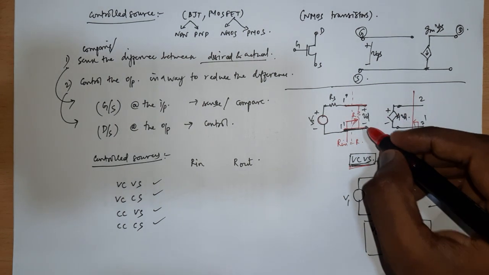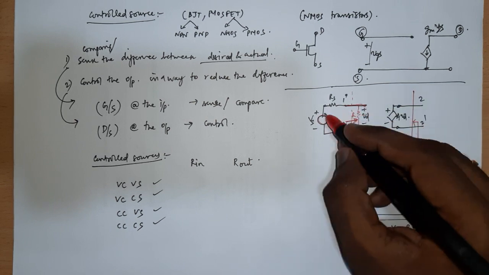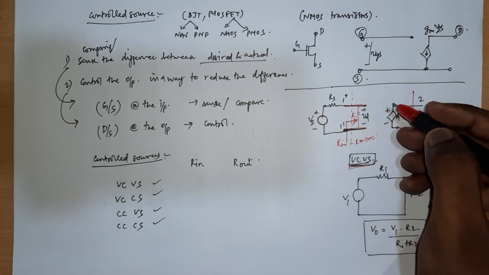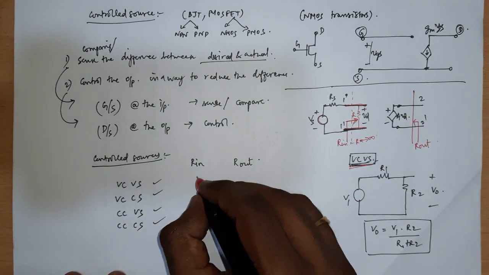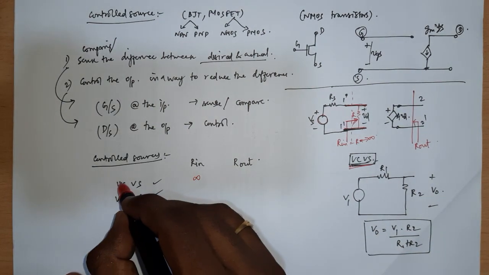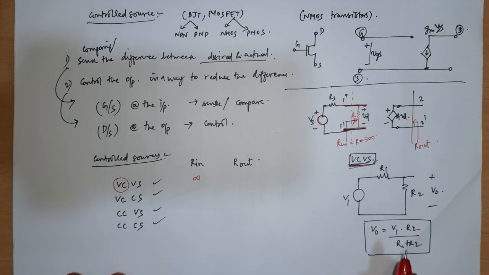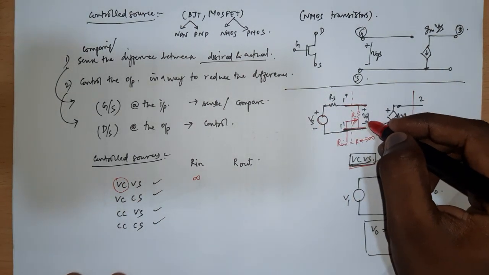That is possible only when this R tends to infinity. Then this side will be open and no current will flow, and all the Vs will appear here. So for a voltage control voltage source, the input impedance should be infinity. In other words, if the input port is being controlled by a voltage, I should see infinite input impedance.